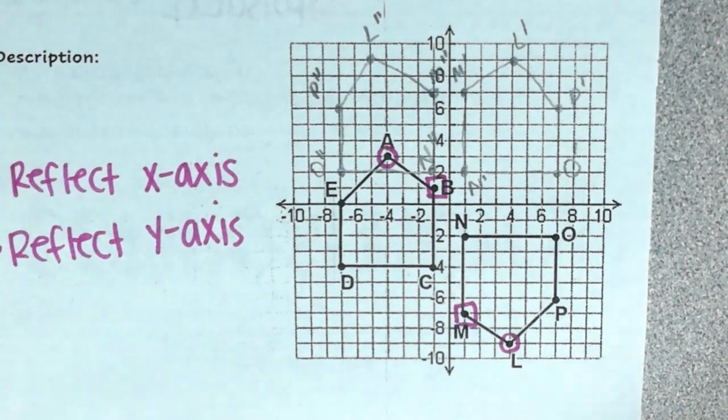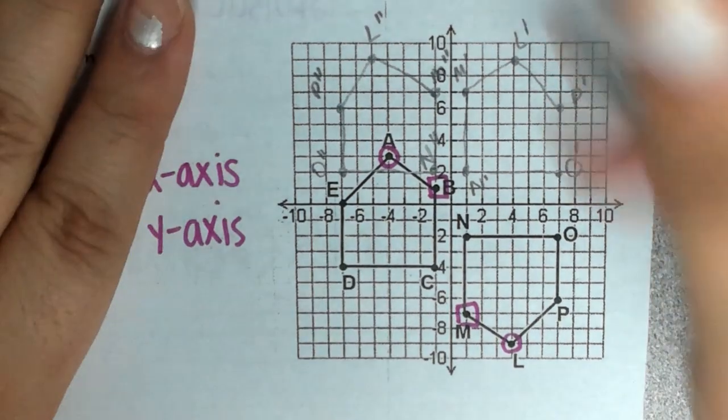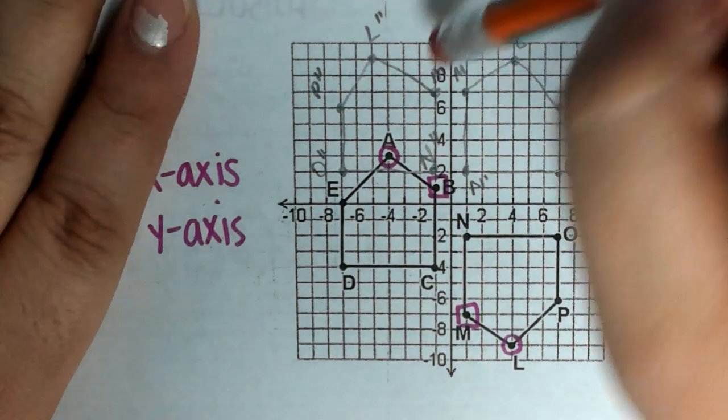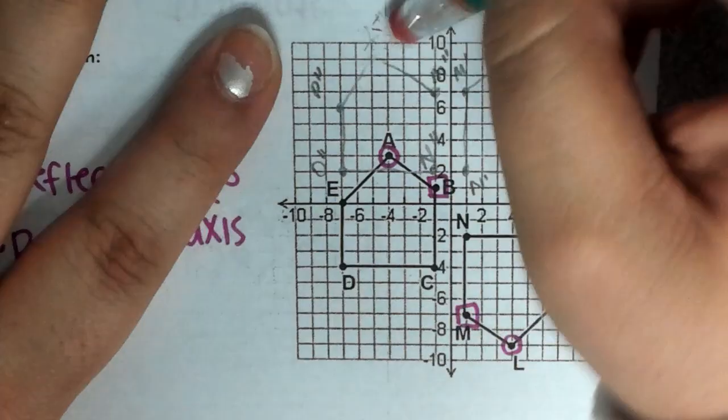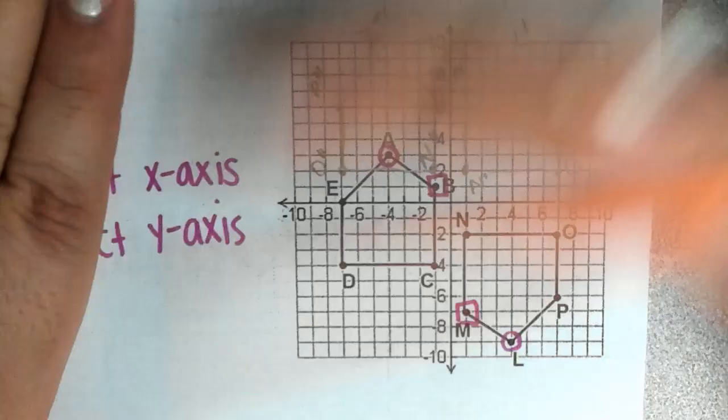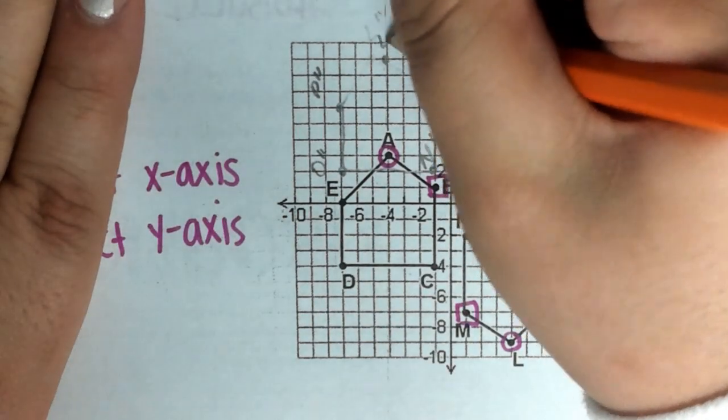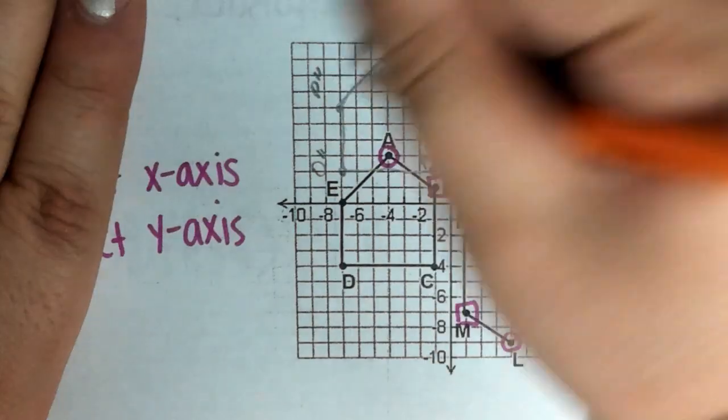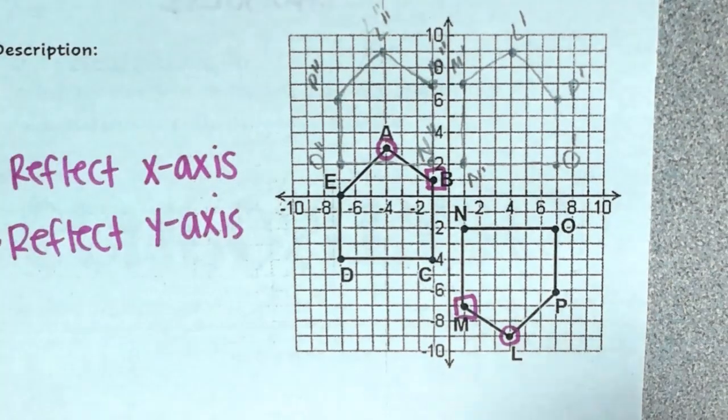All right, how do I make this become A, B, C, D, E? Oh, I plotted that wrong. Down 6?